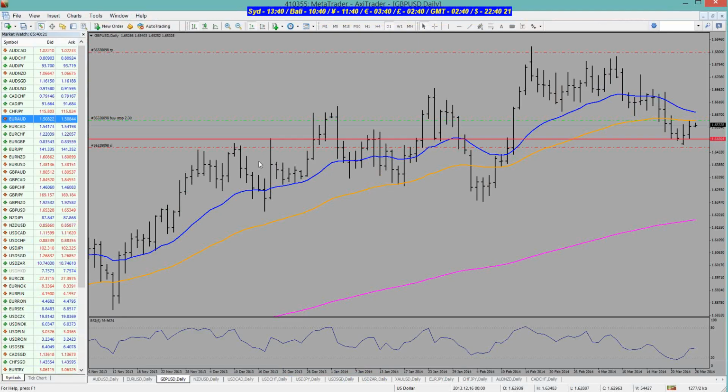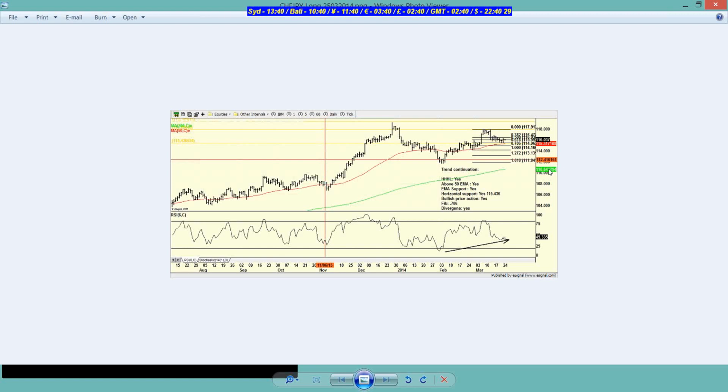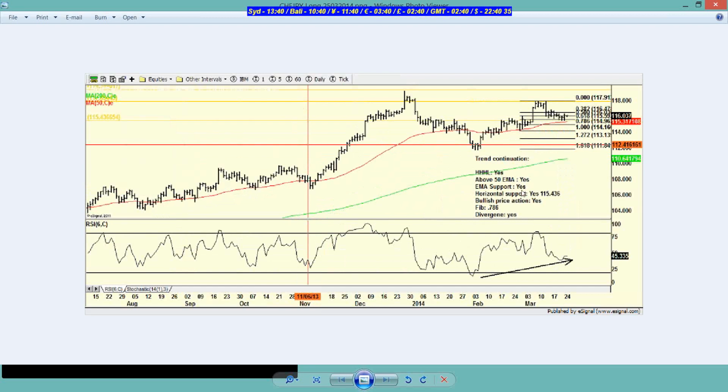Right, Swiss yen analysis. 115.43. Okay, bullish price signal. Yes. 76. Yes. Divergence. Convergence. You don't want divergence, you want convergence. Well, good. Thank you.